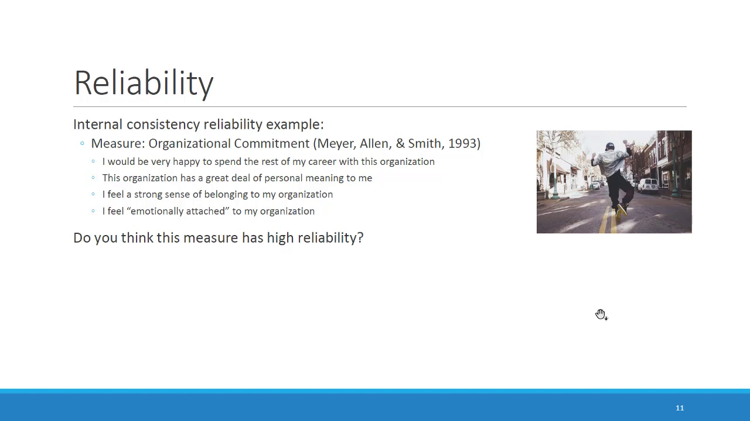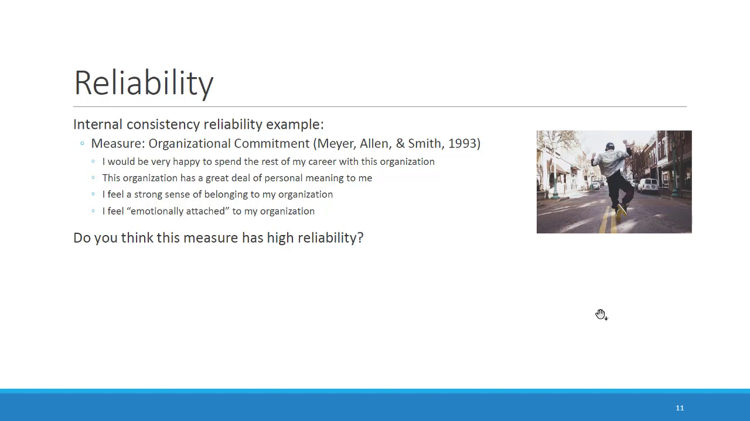Do you think this measure has high internal consistency reliability? In other words, if you were to look at data where participants answered these questions on a scale from 1 to 5, where 1 was strongly disagree and 5 is strongly agree, do you think they would generally be correlated with one another? Do you think that someone who answered that they'd be very happy to spend the rest of their career there would also agree that their organization has a great deal of meaning to them? Would they also agree that they feel a sense of belonging and that they feel emotionally attached to their organization?